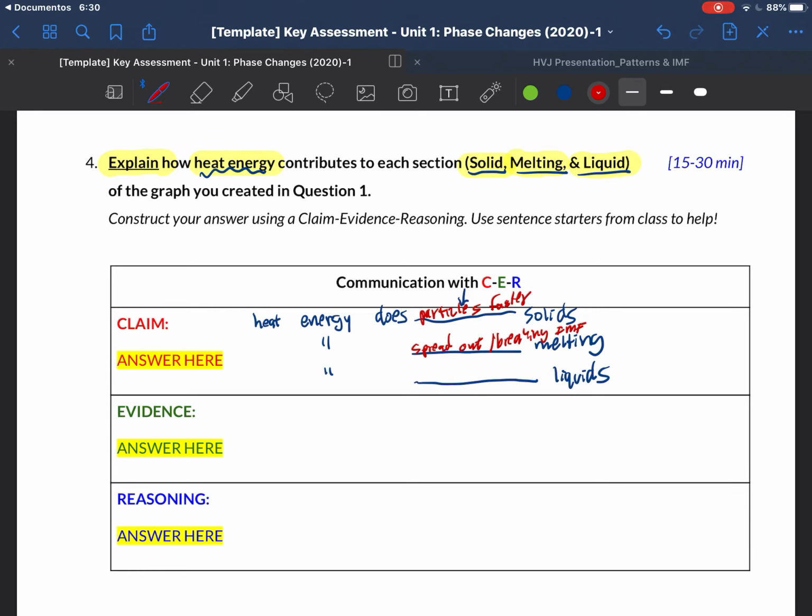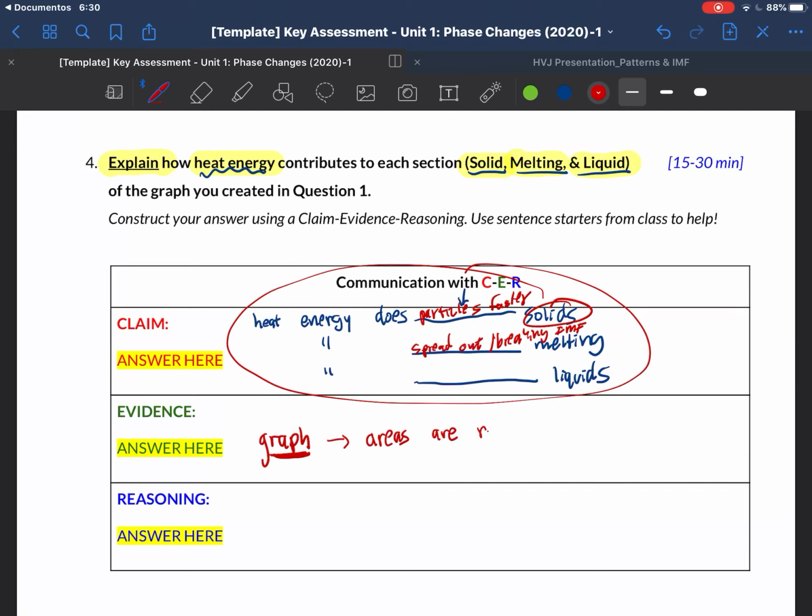And then with liquid, liquid is of course very similar to solid. It's one single phase. So this is what we're looking for in our claim. In our evidence, this should be straight from your graph. This should be which areas of the graph are relevant to your claim, which areas of your data support your claim. So you're not copying and pasting your graph in here. You're telling me which areas are relevant, which areas support your claim.